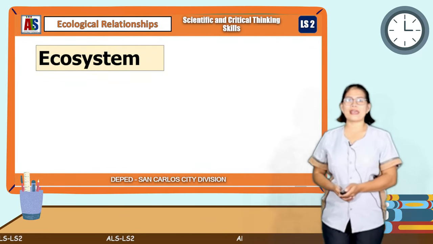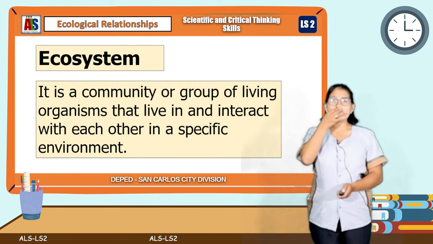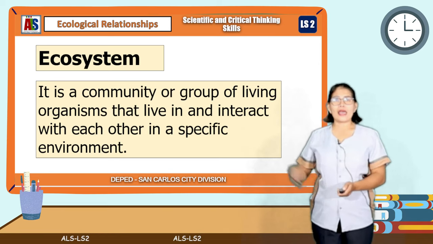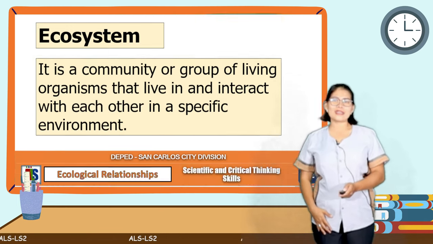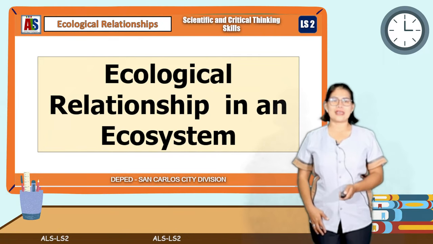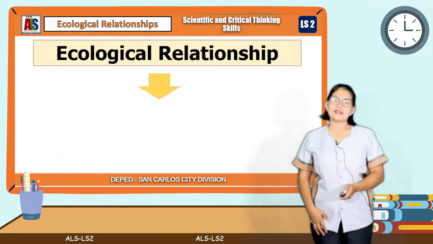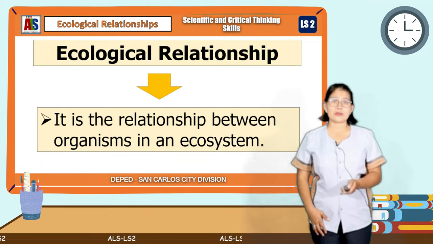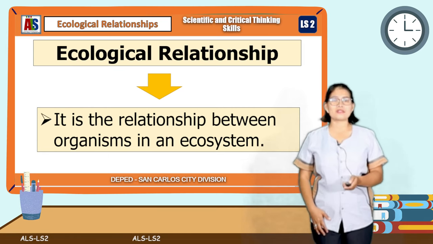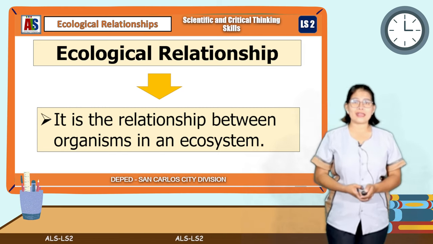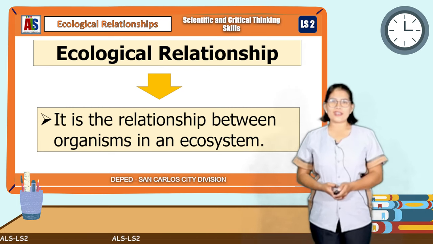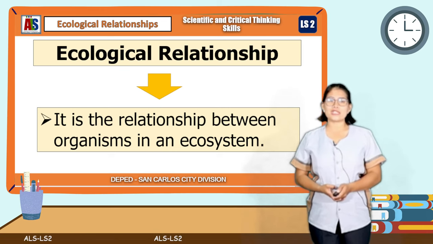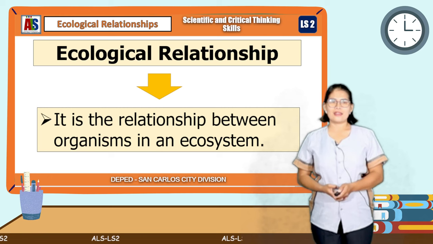What is an ecosystem? It is a community or group of living organisms that live in and interact with each other in a specific environment. So what is an ecological relationship in an ecosystem? The meaning of ecological relationship is the relationship between organisms in an ecosystem. Here, all organisms are connected to each other. Organisms form relationships with each other because they are connected. Some organisms compete with each other for resources or space, while others depend on each other for survival.